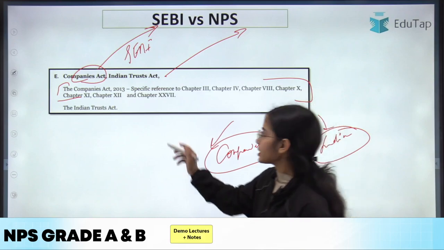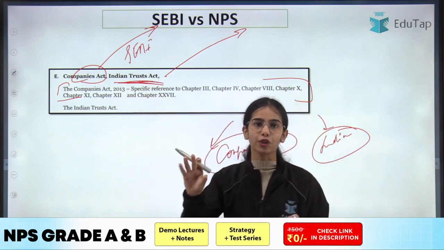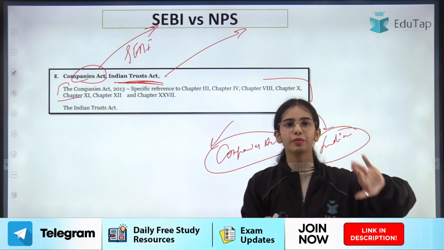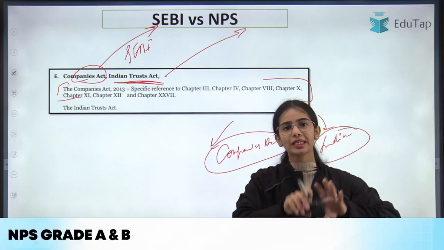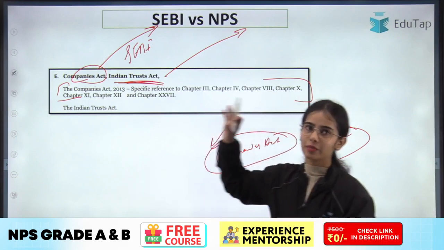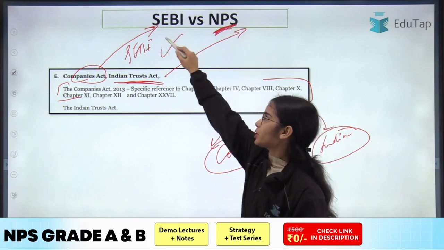Okay, so in NPS there is the Indian Trust Act that is additional, that is not present in your SEBI pattern or syllabus. So for the SEBI you must be preparing for the Companies Act, and to that knowledge you have to add the Indian Trust Act knowledge for your NPS examination. So this is different. In NPS you have the Indian Trust Act, in SEBI you don't have this.